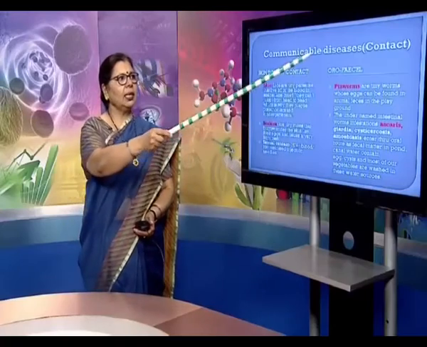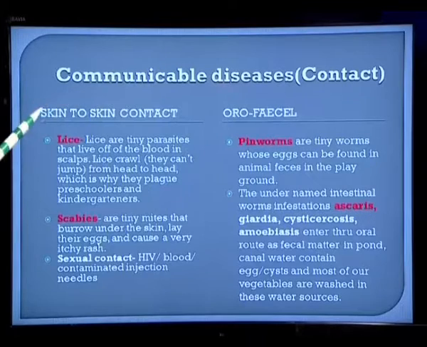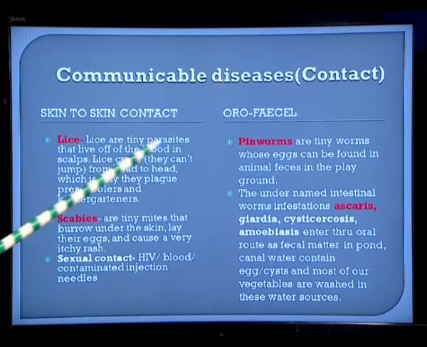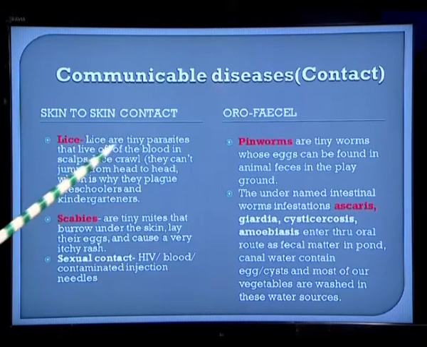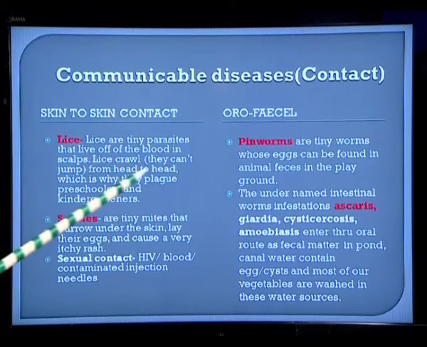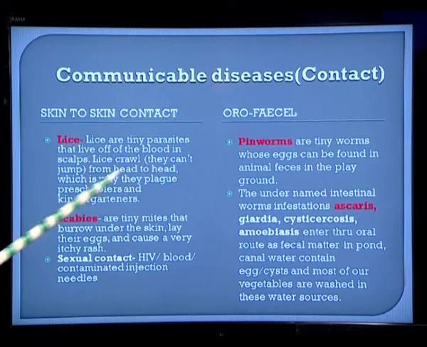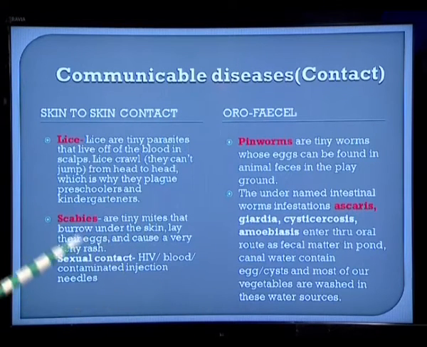There are many other communicable diseases spread by skin to skin contact. During childhood, many must have faced lice. They are tiny parasites, they live off the blood in the scalp or the head. They crawl from head to head, which is why they plague preschool and kindergarten children, because they keep on talking and keep on doing their work together.